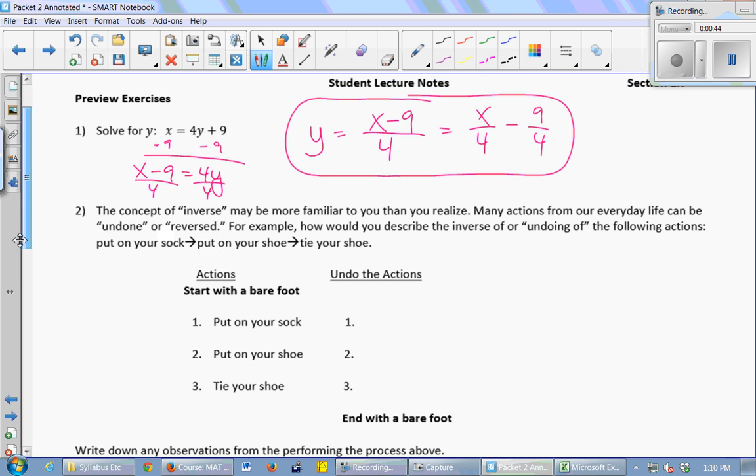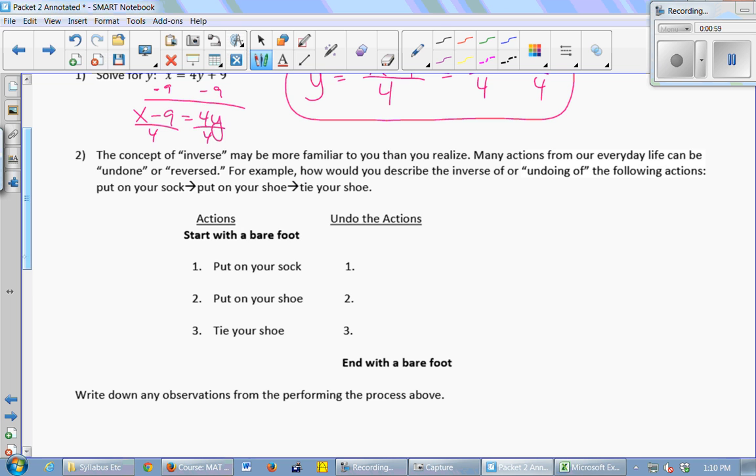Okay, so the concept of an inverse, which is what we're going to talk about today, may be more familiar to you than you realize. Many actions from your everyday life can be undone or reversed. So for example, I want to describe the inverse or undoing of putting on your sock, followed by putting on your shoe, followed by tying your shoe, right? So that's the order that you get ready to leave the house, right? How do you undo it? What do you do first if you have to undo what you did?